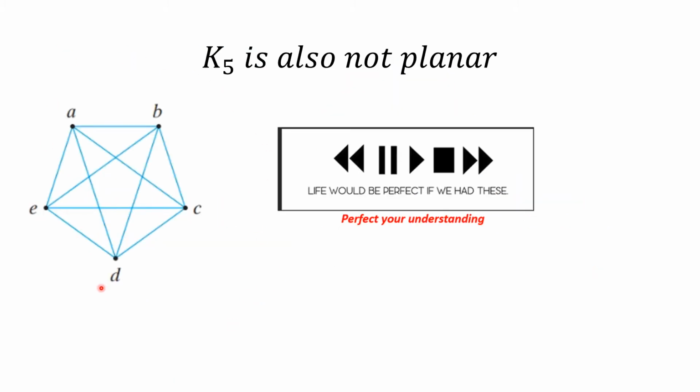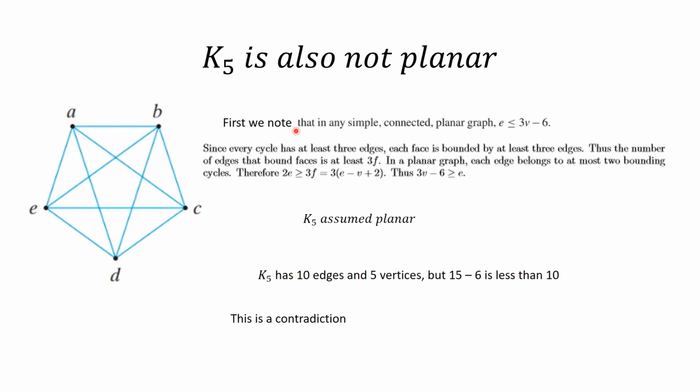We also had a name for this graph. Well, this is the complete graph with 5 vertices. We called it K5. K5 is also not planar. I'm asking you to show that. Why don't you hit pause and we'll see how you do.